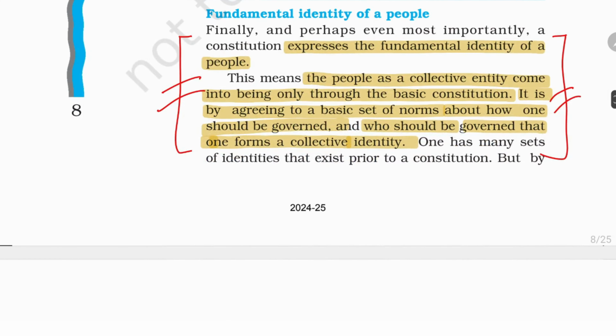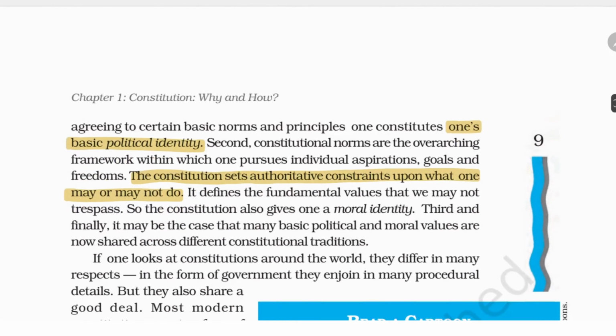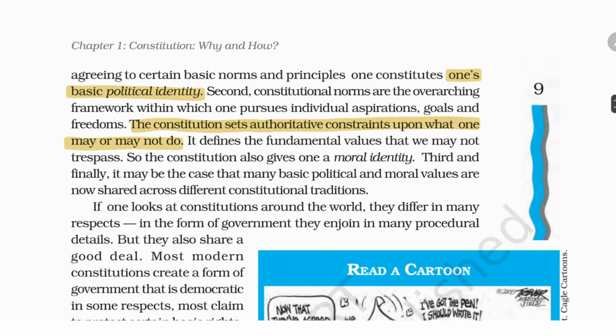Kindly highlight this. One has many sets of identities that exist prior to a constitution, but by agreeing to certain basic norms and principles, one constitutes one's basic political identity. Second, constitutional norms are the overarching framework within which one pursues individual aspirations, goals, and freedoms. The constitution sets authoritative constraints upon what one may or may not do. It defines the fundamental values that we may not trespass. So the constitution also gives one a moral identity.